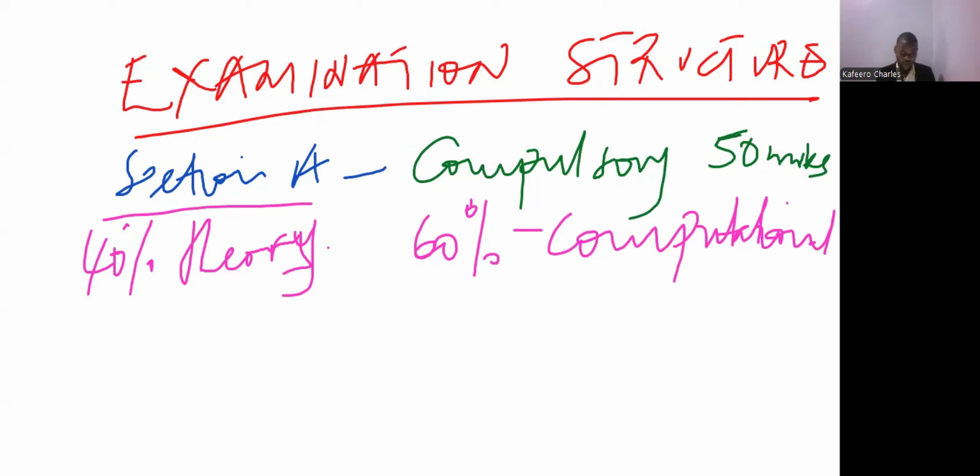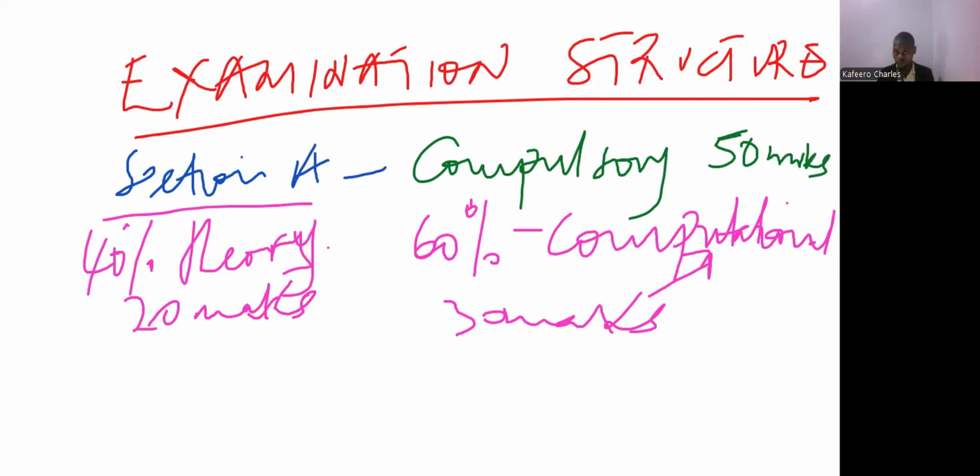Because 60% of 50 marks, you may find that maybe 30 marks are going to be on computations. Then the other remaining 20 or 23, depending, marks, they are going to be theoretical. Now, that is the composition of section A. Don't think it is just computation alone.